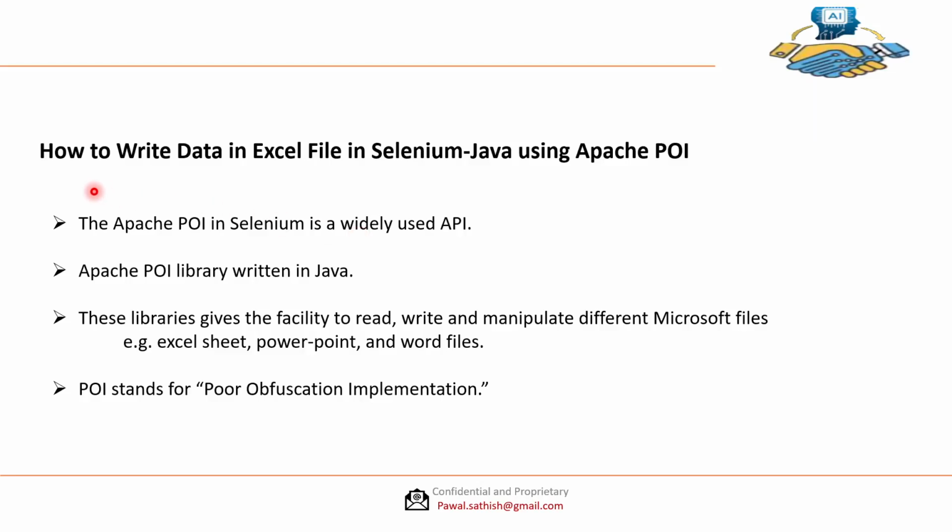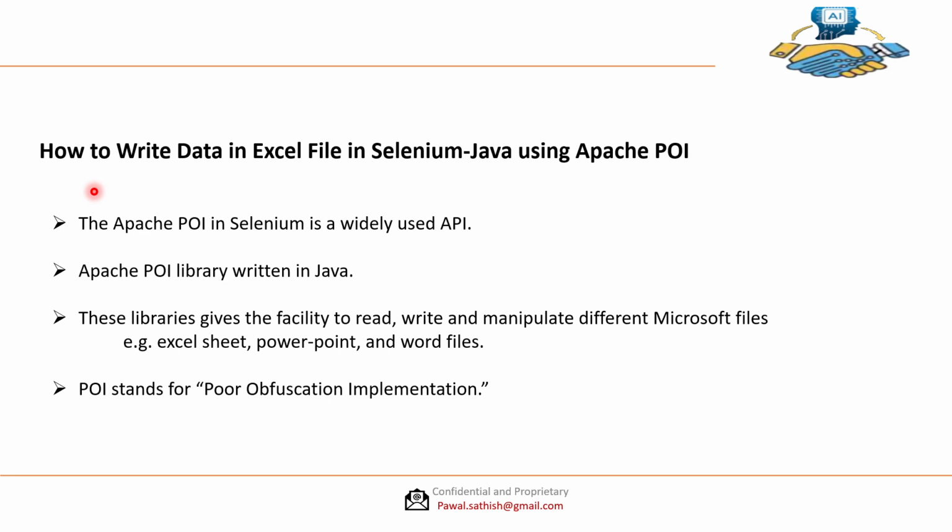Hello everyone. In today's session, we'll see how to write data in an Excel file in Selenium-Java using Apache POI. Before we start, we first need to understand why we need to write data in an Excel file. When we execute automation batches, we need to update the execution status in the Excel file. In that case, we need to write data in the Excel file.